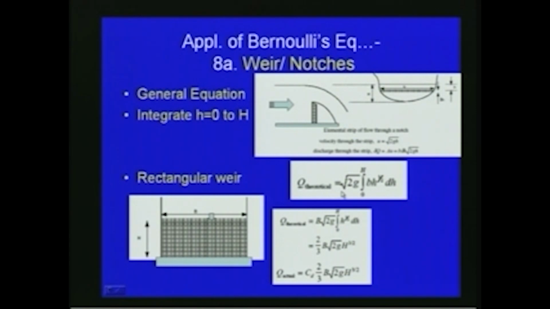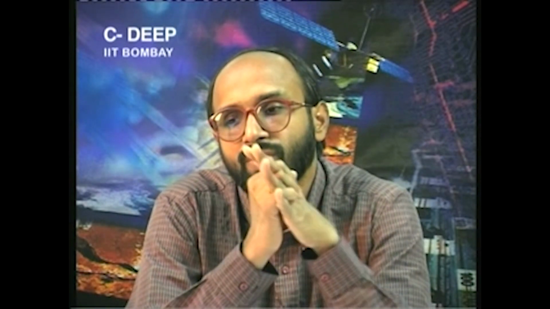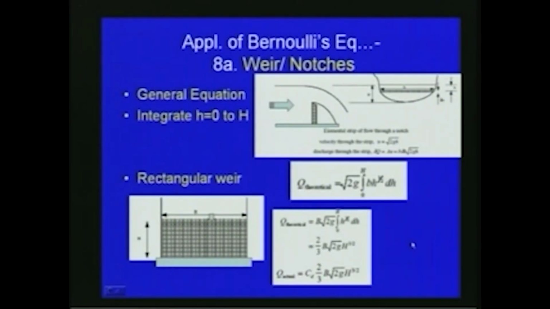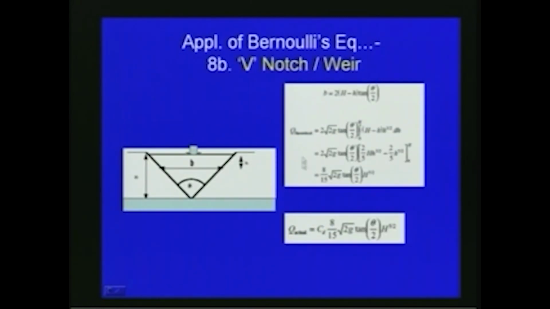So, the theoretical discharge q is square root of 2g integral 0 to h of b h to the power half dh, and then we can integrate here. The theoretical discharge is equal to b root 2g integral 0 to h of square root of h dh, that is equal to 2 by 3 b root 2g h to the power 3 by 2. And the actual discharge, as we have seen here, again we have to use a coefficient of discharge. So, q actual is equal to Cd into 2 by 3 b root 2g h to the power 3 by 2. So, this is another application of the Bernoulli's equation in combination with the continuity equation.